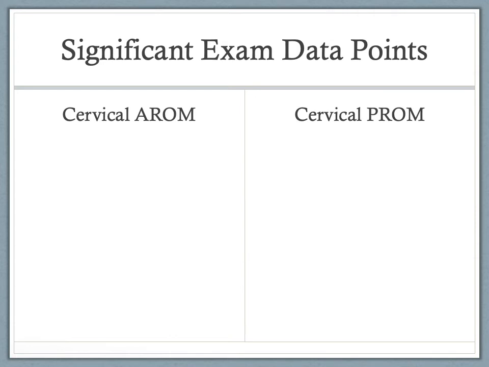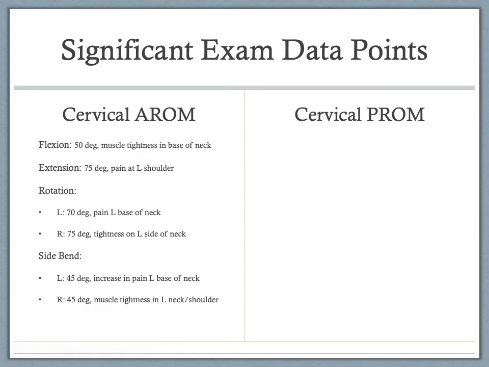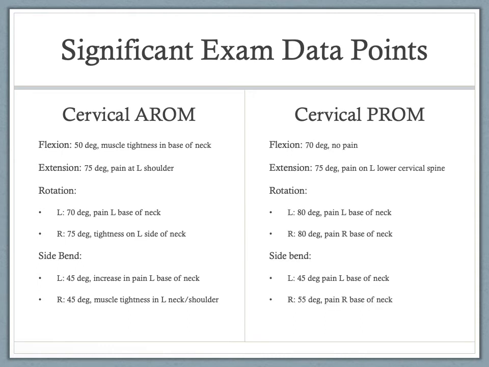In cervical active and passive range of motion, the active motion that we had here, she had tightness in the base of her neck at 50 degrees of flexion. Extension, she was able to get to 75 degrees, but did have pain in that area that she marked, that left posterior shoulder area. Rotating, she was able to get to 70 degrees to the left, but there was pain on the left. Rotating to the right, she did have some tightness on the left side of the neck as well. Side bending in both directions, she was able to get 45 degrees, but again had pain going towards that left side, and then a little bit of tightness when going towards the right side.